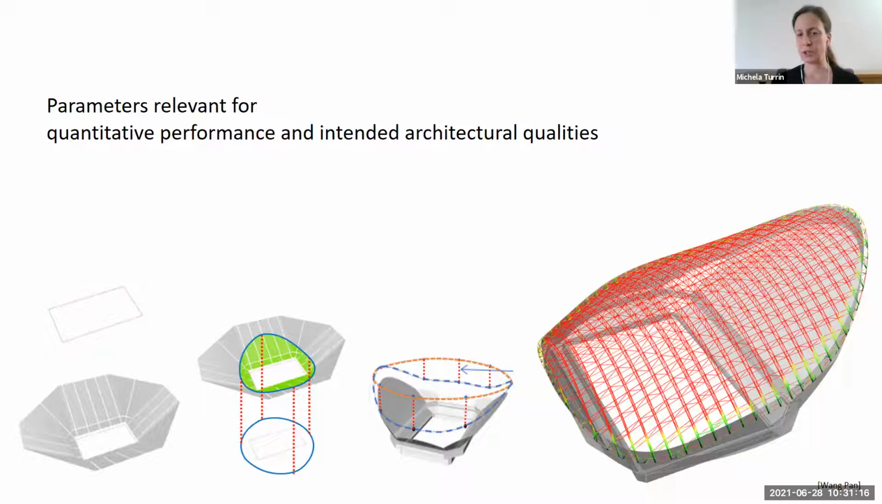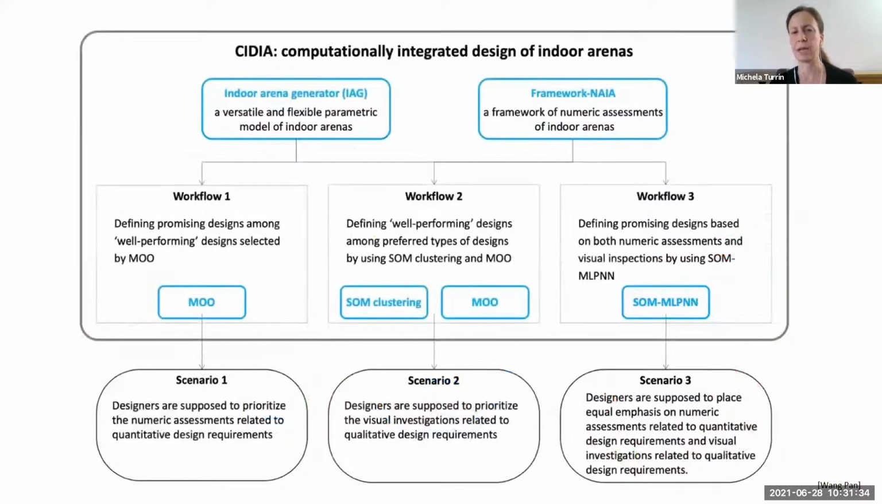The performances being assessed are, in this case, a set of structural performances and a set of acoustic performances, because of the multifunctionality which is supposed to happen in those types of buildings. I go a bit quick on these simply because the novelty of the method per se relies more on this: once the generator is in place, and once the assessment model is in place, how can designers use them?